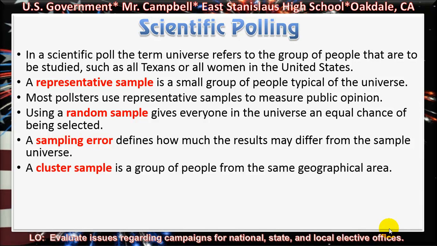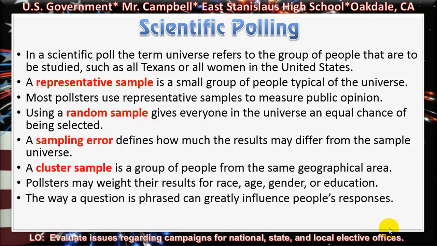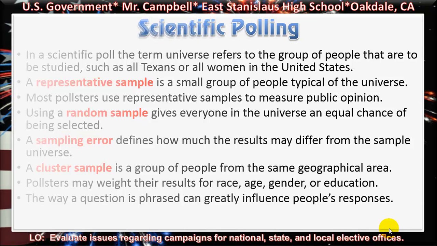A cluster sample is a group of people from the same geographical area. Pollsters may weigh the results for race, age, gender, or education. The way a question is phrased can greatly influence people's responses, and sometimes that can be used to manipulate. Sometimes the way you ask a question may not necessarily reveal very accurately how they feel. You can ask it in such a way that you're likely to get a certain response.